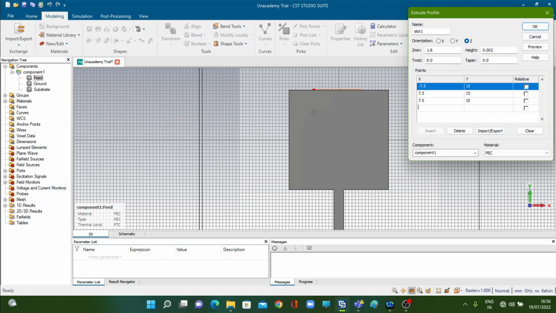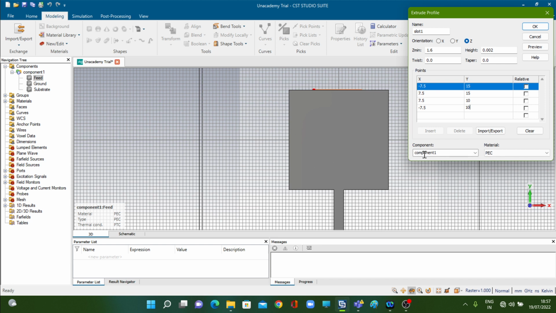Now we will select this point, the point here on the left side. For the point on the left side, again we have the same vertical level, so y will remain 10, but now we are coming to the left hand side, so x will become negative. So we will have minus 7.5 tab 10. Okay. Now we won't do anything more because for defining this rectangular slot, we needed 4 coordinates, and we have defined the 4 coordinates.